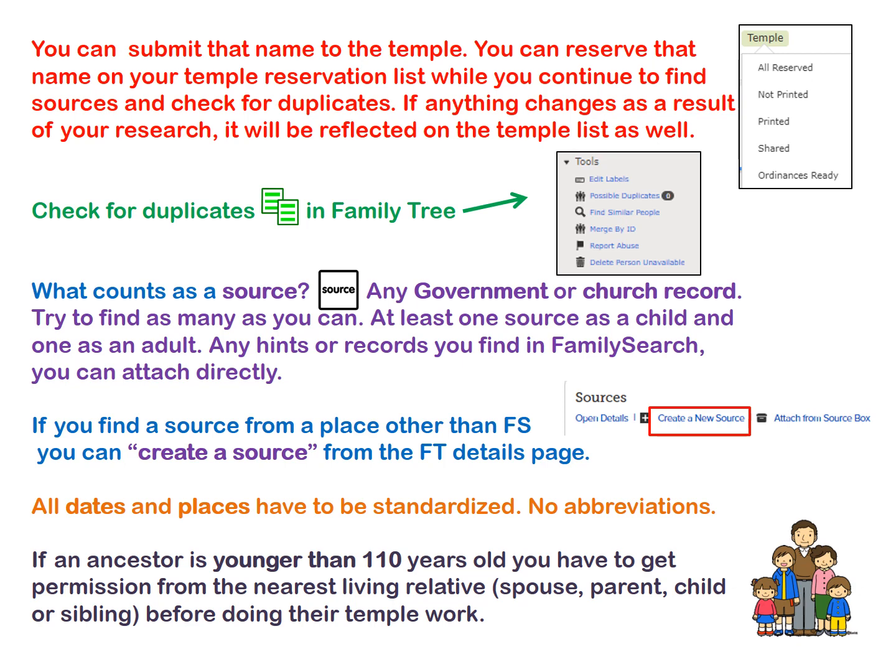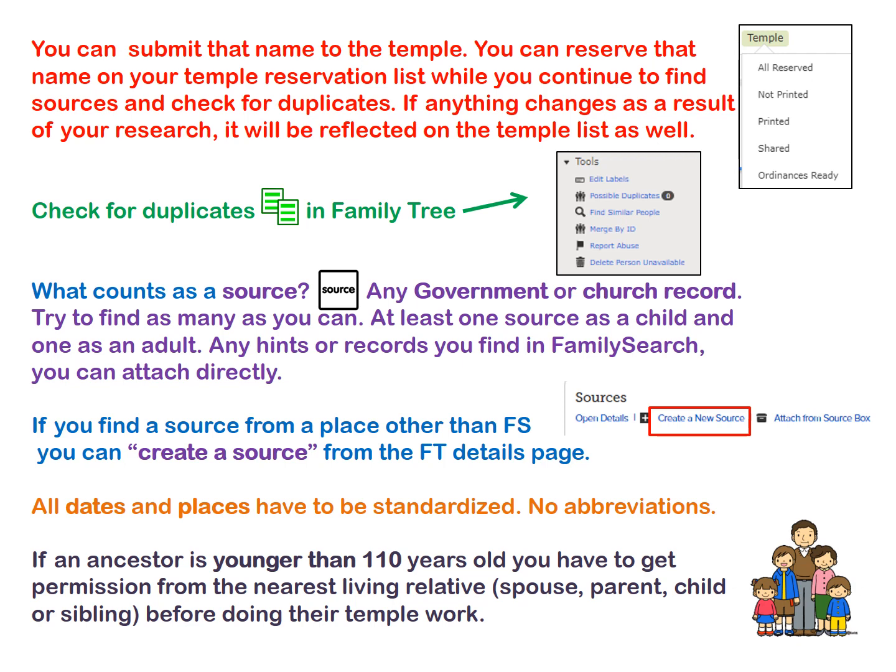What counts as a source? Any government or church record. Try to find as many as you can, at least 1 source as a child and 1 as an adult. Any hints or records you find in FamilySearch you can attach directly. If you find a source from a place other than FamilySearch, you can create a source from the Family Tree Details page. All dates and places have to be standardized, no abbreviations.